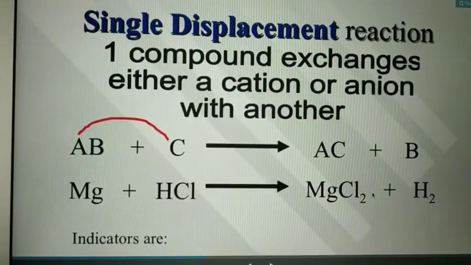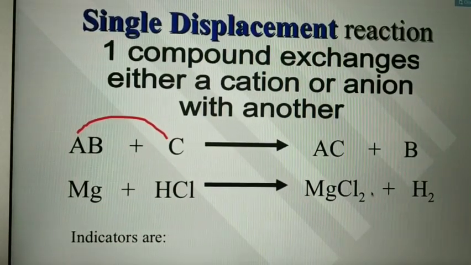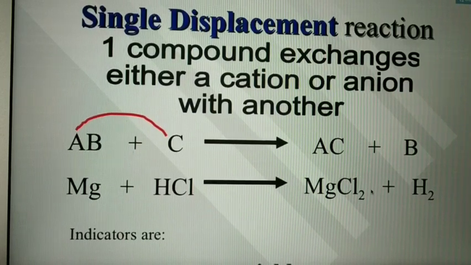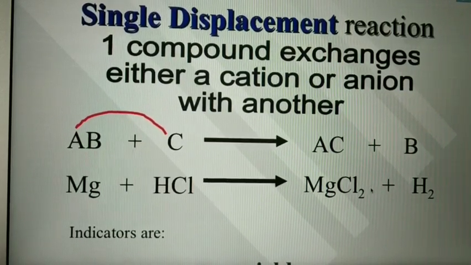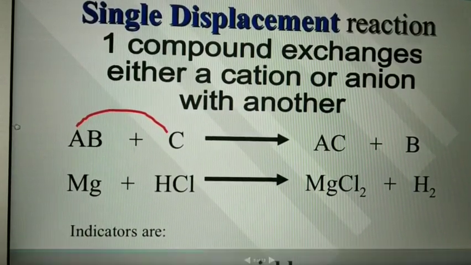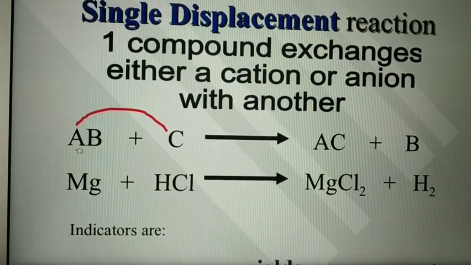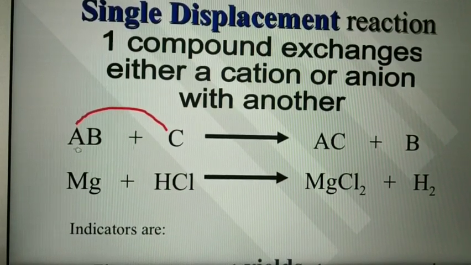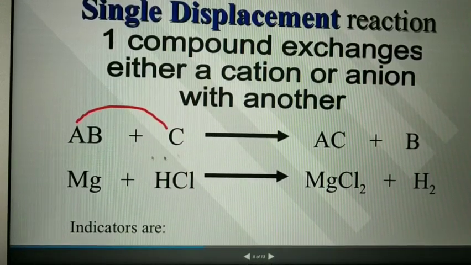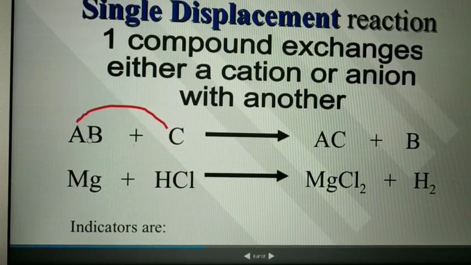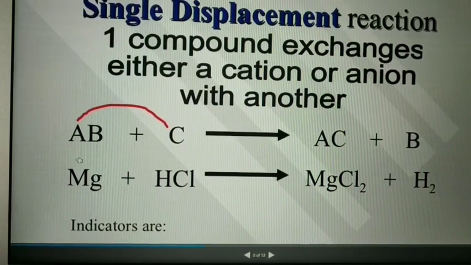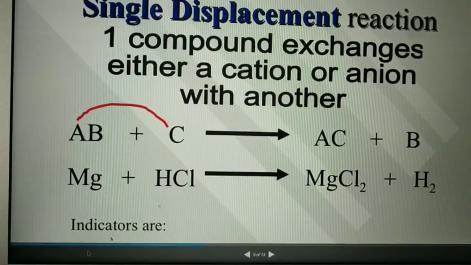Let's see displacement reaction, or we can say single displacement reaction. This reaction is when one compound exchanges either a cation or an anion with another. Or you can see the definition from the book: a reaction in which one part of any molecule is replaced by another is called single displacement reaction. You can see here AB. A is one part, so it is replaced by C, so that AC plus B is formed. So this is an example of single displacement reaction.